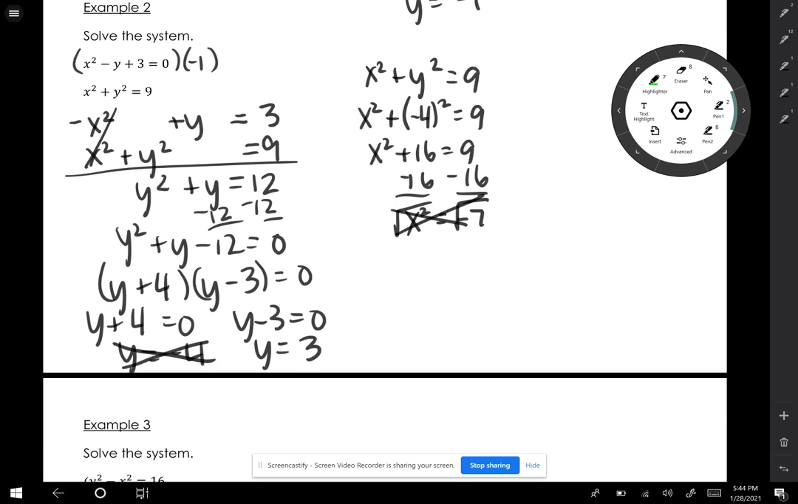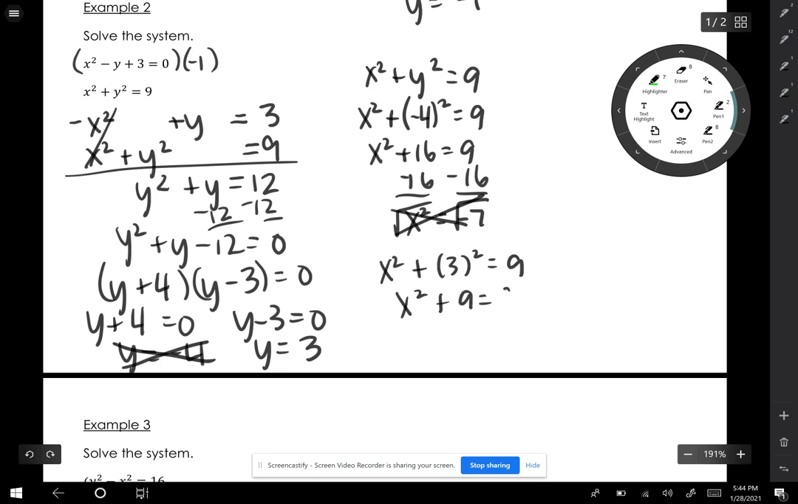Let's try plugging in 3. So I get x squared plus 3 squared equals 9. X squared plus 9 equals 9. Subtract 9 from each side, and you get x squared equals 0. You square root both sides, which gives you the absolute value of x equals 0, which just means x is 0. So our single point of intersection is 0, 3.